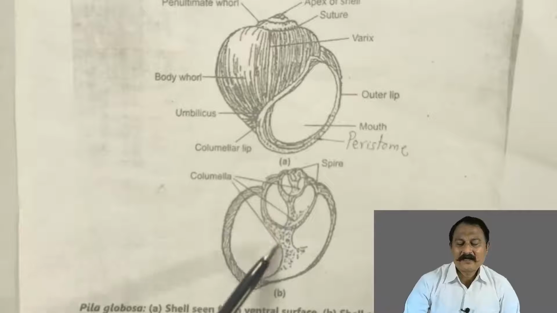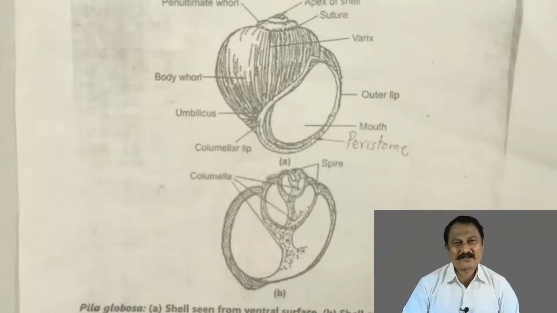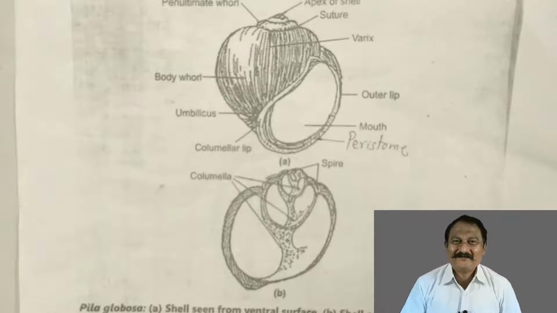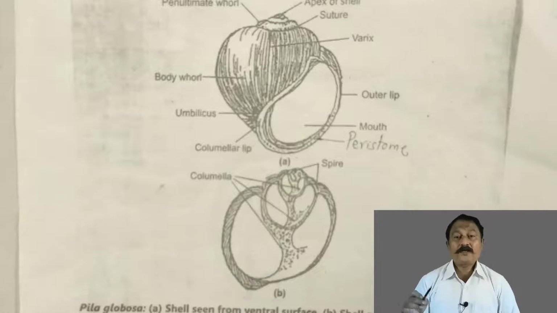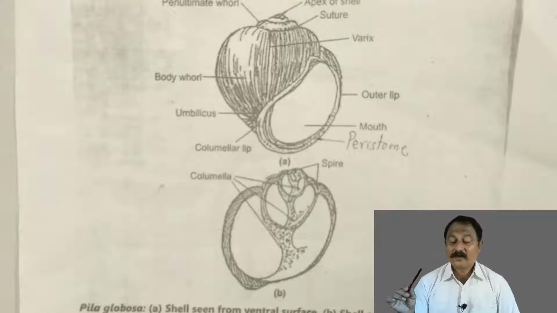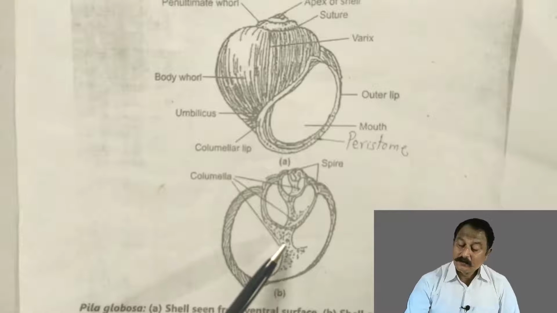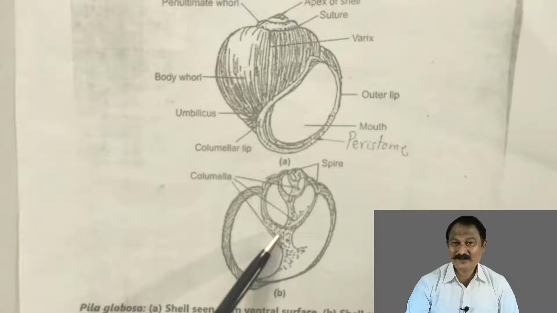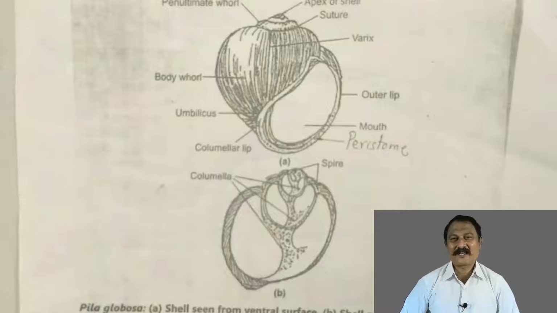Columella, you know it very well. It is the twisted rod-like structure. We call it columella, which supports the body whorl and spire. The columella has muscles called columellar muscles, and to the columellar muscles, the head and foot complex is attached.